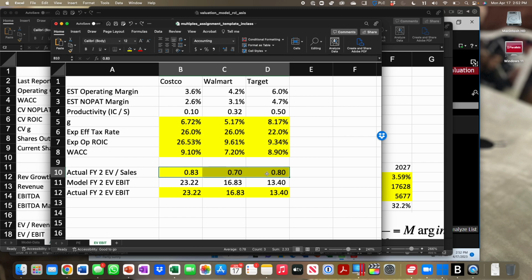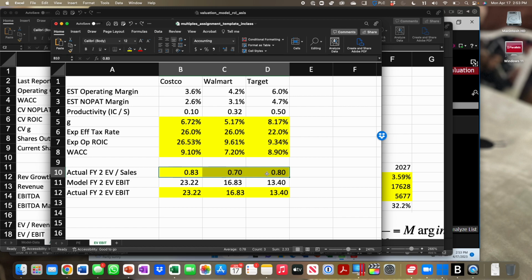When these discount retailers sell $1, they generate 70 cents in value. When an entertainment company sells $1, they generate $2 plus in value. Because the margins on Disney and those entertainment companies are much higher than the margins on Walmart. EV to sales is a proxy for margin for most industries. So those are the three multiples that we're about to analyze.